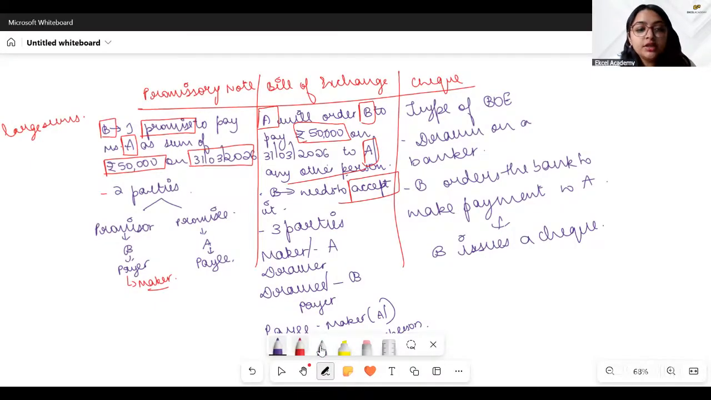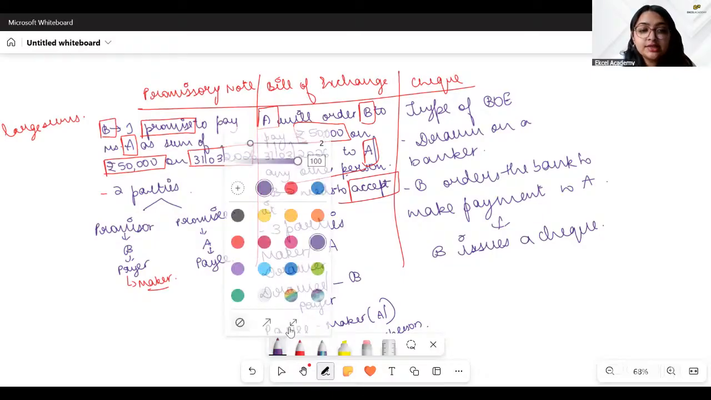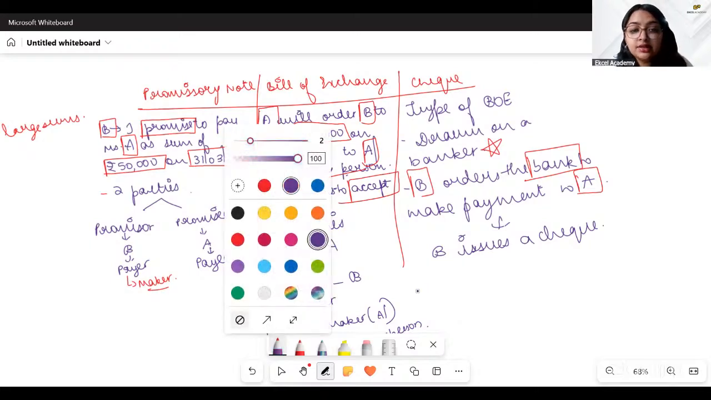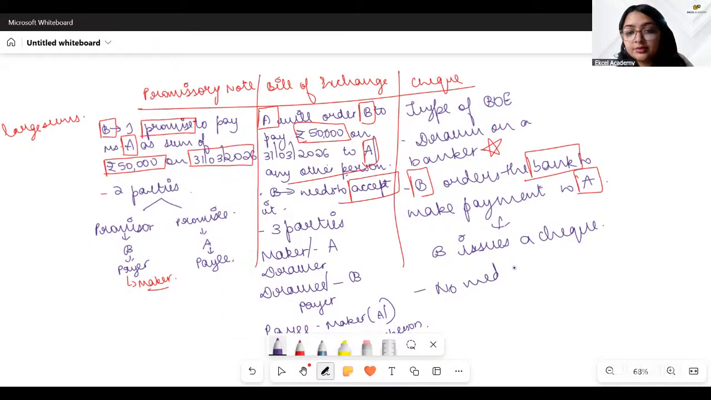So what are you seeing here? In this case, your B is the drawer. Your bank is the drawee as well as the payer. A is the payee. So your check is always drawn on a banker. And one more important thing is that there is no need for acceptance. Why? Because it is your bank, you are already authorizing it to do so. The bank should not require any acceptance.